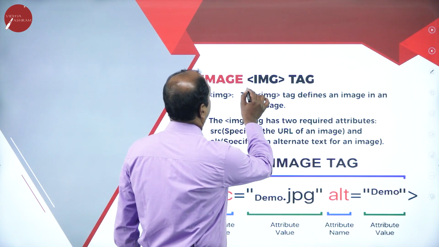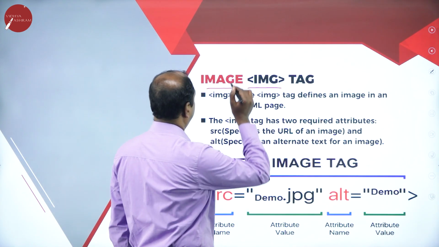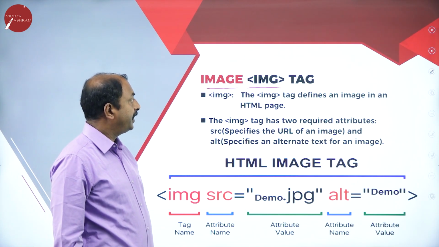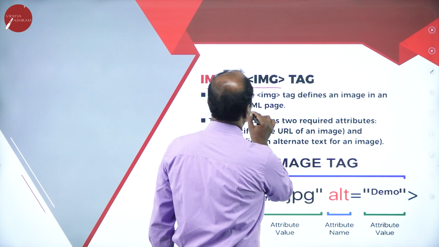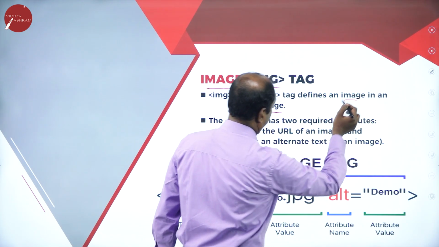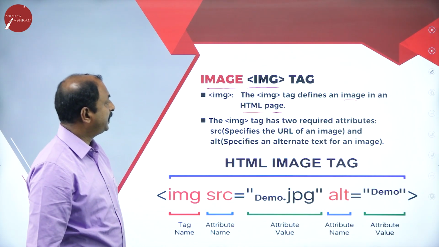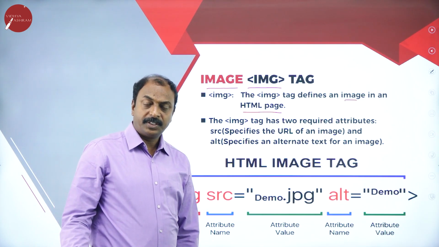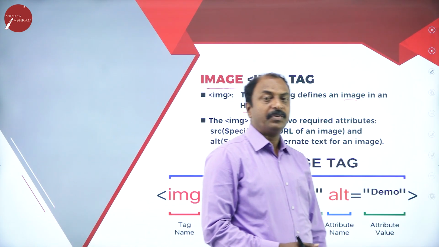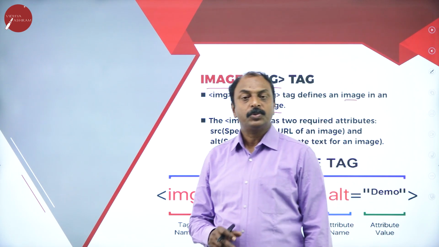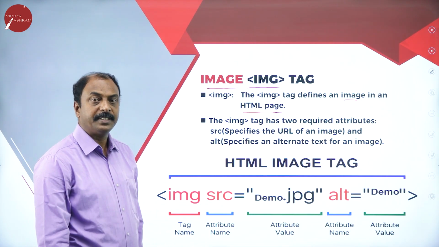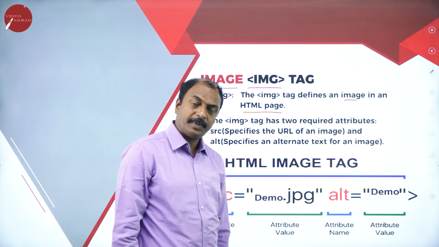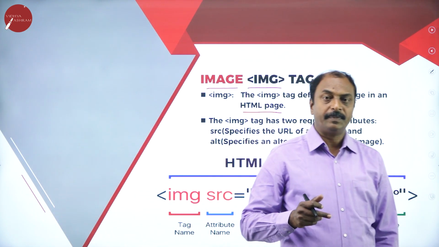Another tag is called img. It stands for image tag. The image tag defines an image in an HTML page. So what is the HTML image tag? We have seen in many websites a number of images and different types of drawings. With the help of the image tag, it is possible for us to insert different types of images or pictures into our HTML document.